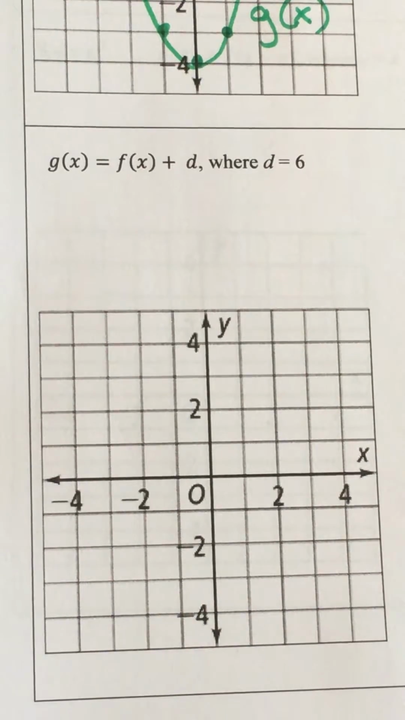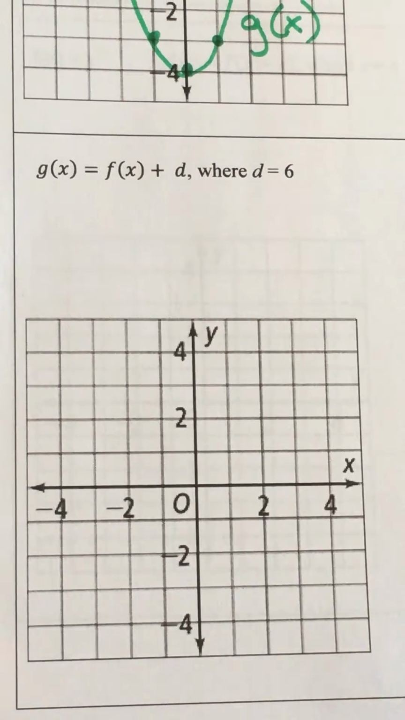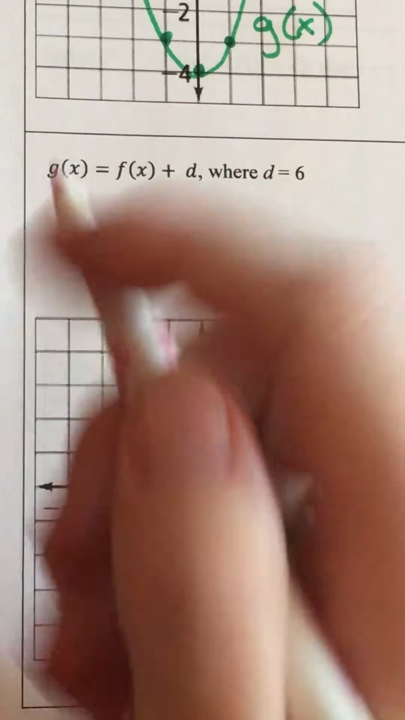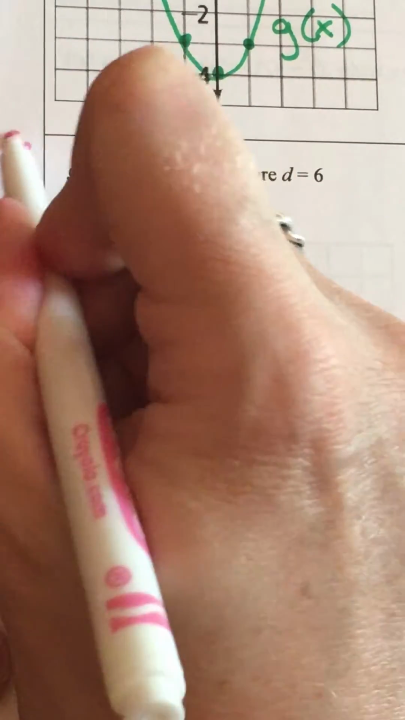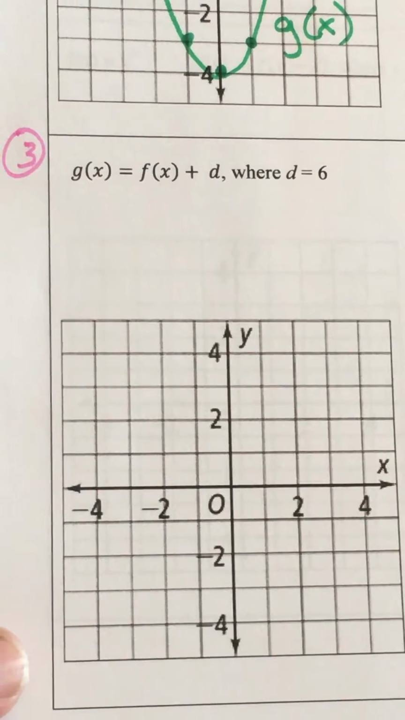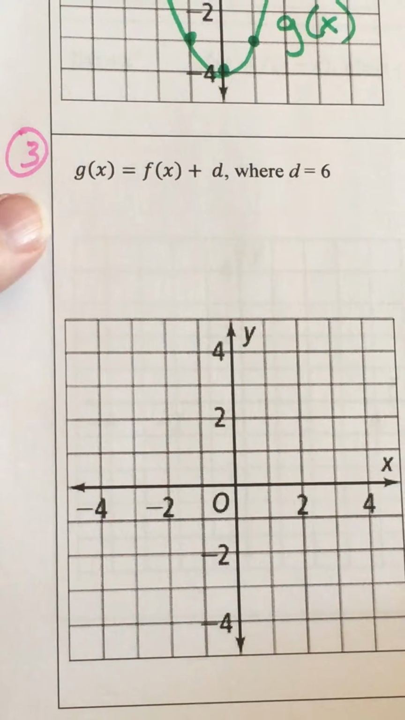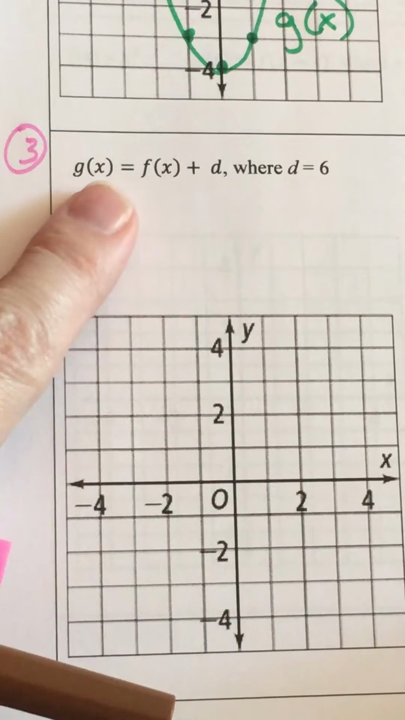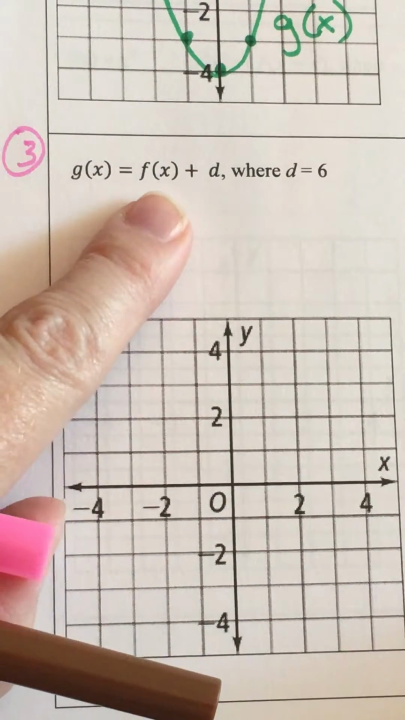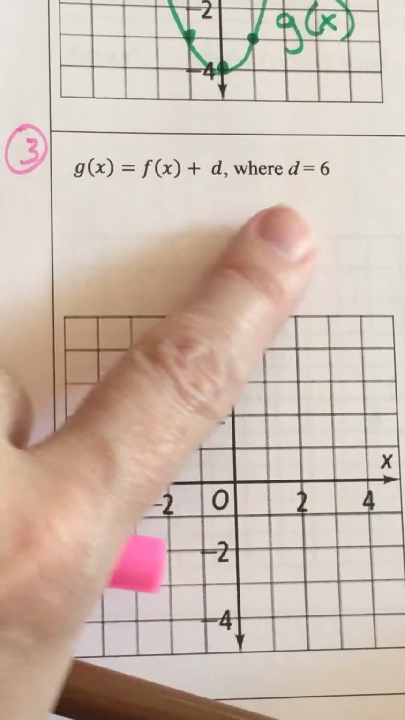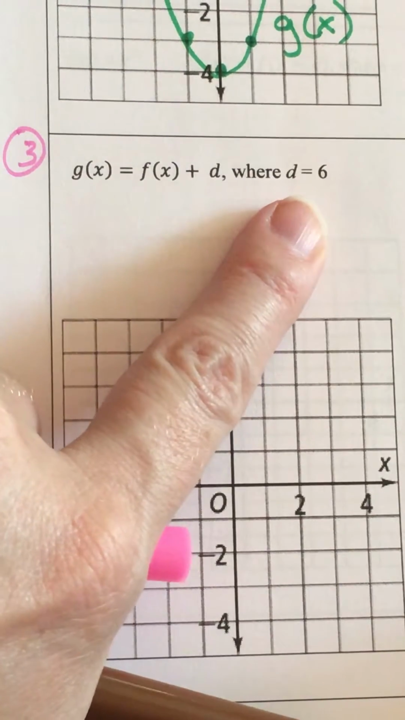Here on problem number 3, it is very similar to the one that we did a moment ago. A slightly different vocabulary, slightly different setup, but not too different. So let's see what is the same and what's different. We have g of x equals f of x plus d, where d equals 6.